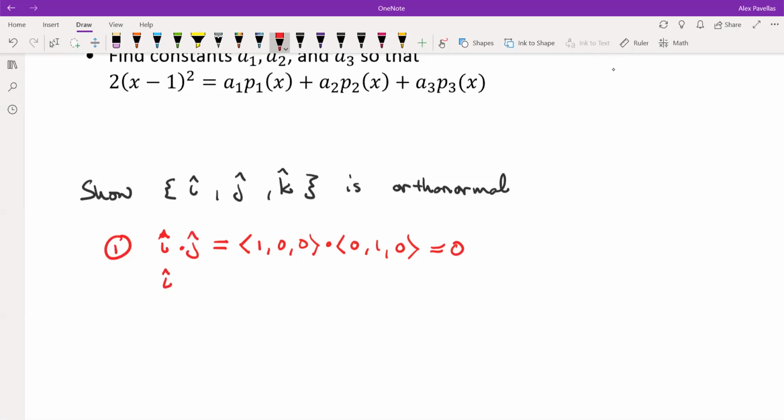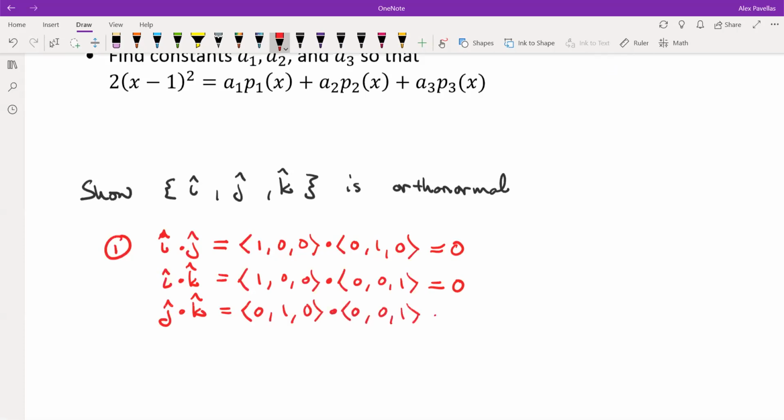And if I do i dot k, remember i is 1, 0, 0 and k was 0, 0, 1. You can very quickly tell it's 0 plus 0 plus 0, which is also 0. So i is perpendicular to k. What else do we have? j dot k. j was 0, 1, 0, and k is 0, 0, 1, and you can quickly verify that if I dot these two, I also get 0. So these three dot products together show us that i, j, and k are all mutually orthogonal.